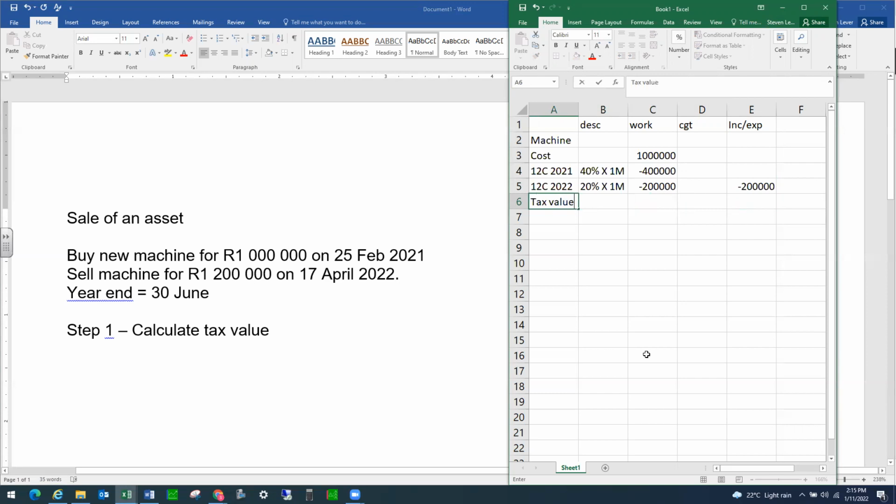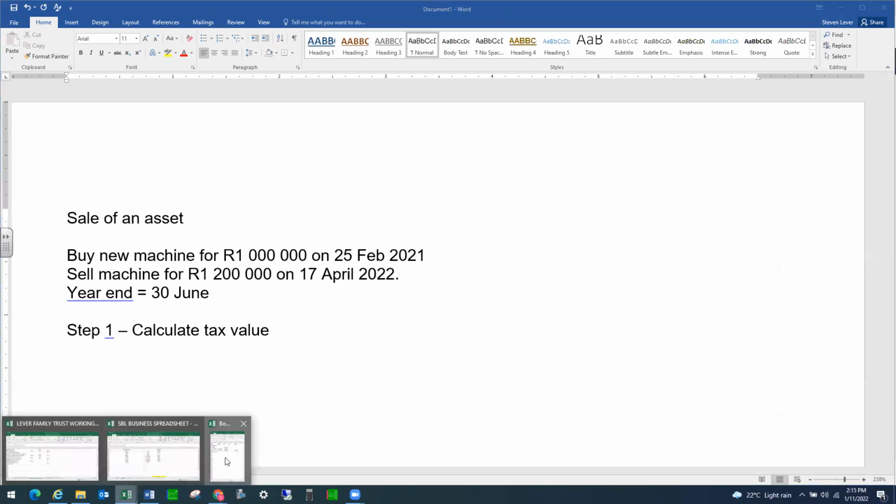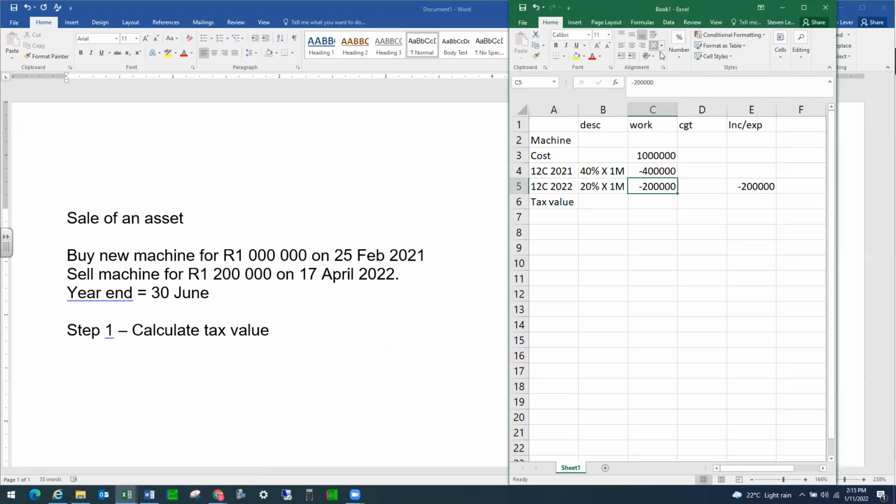You're going to work out a tax value at that point in time. Sorry, I clicked on the wrong thing. This is a bit compressed. Let's have one there. Sorry, there we go. And we're going to have a tax value of 400,000.